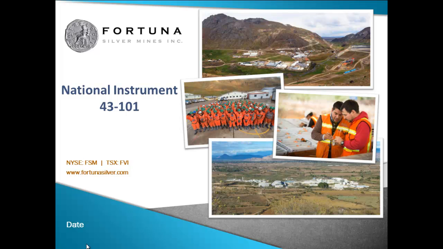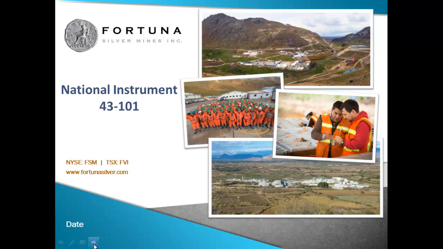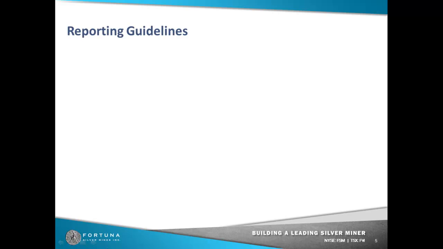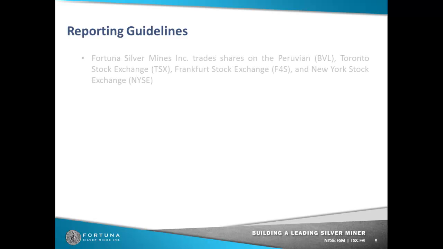So let's have a look more closely at National Instrument 43-101. There are a number of stock exchanges which Fortuna Silver Mines trade on throughout the world. These include the Peruvian, the Toronto Stock Exchange, and in Europe the Frankfurt Stock Exchange, and finally also the New York Stock Exchange. However, the most important stock exchange that we trade on is the Toronto Stock Exchange.